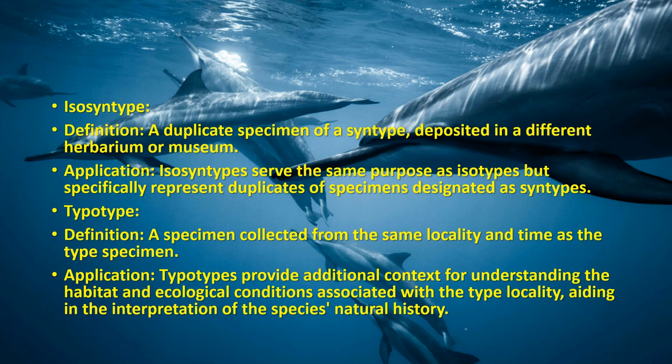Typotype. A specimen collected from the same locality and time as the type specimen. Typotypes provide additional context for understanding the habitat and ecological conditions associated with the type locality, aiding in the interpretation of the species' natural history.